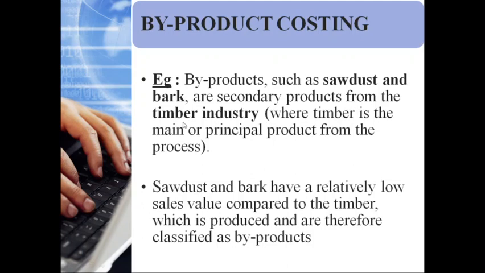Okay, example is a timber industry. Say for example, in a timber industry, when you focus on the timber, the byproducts that incidentally come are the sawdust or the bark. Okay, so the principal product would be timber, but the byproducts are bark and the sawdust. This has relatively low sales value when compared to that of timber. But even then, you will have to bifurcate the cost between the secondary product and the main product, which is the timber. So this is an example for byproduct costing.